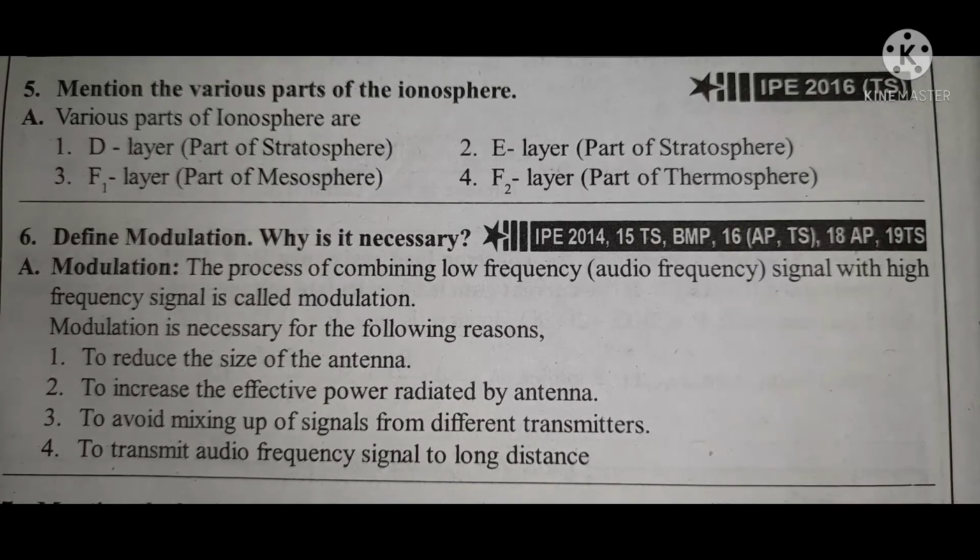Now question number 5. Mention the various parts of the ionosphere. Just now we discussed: the various parts of the ionosphere are D, E, F1, F2. The D layer you can call a part of the stratosphere. E is also a part of the stratosphere. F1 is a part of the mesosphere. F2 is a part of the thermosphere. So next, question number 6.